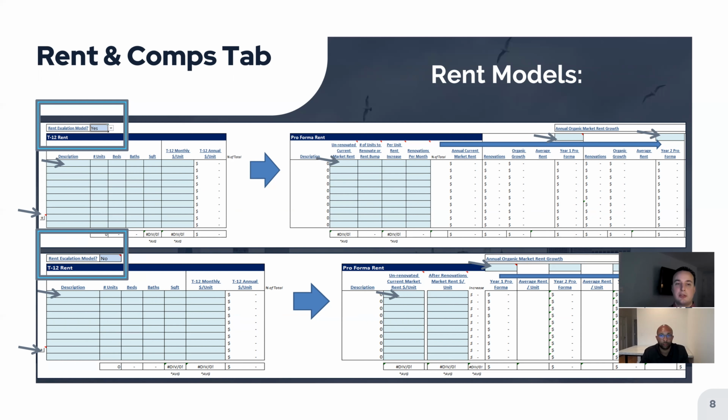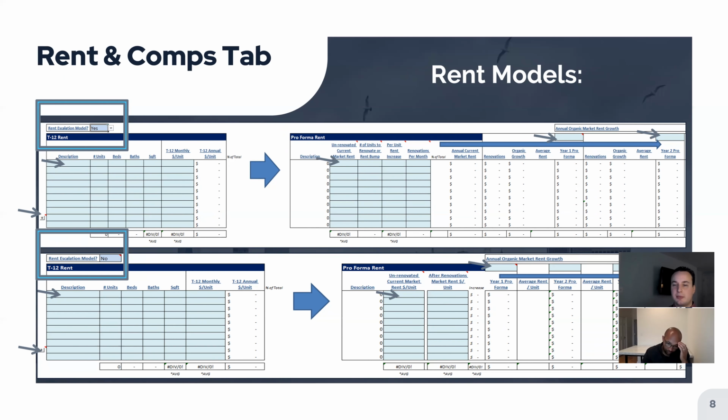If you're going with the traditional model, it's pretty much the same on the left-hand side, but on the right-hand side for the pro forma, you're just putting in your unrenovated current market rent and then your after renovations market rent, right? So you're just doing that two-sided comparison there. If you're going from 700 to 800, you put 700 in the left-hand side and then 800 in the right-hand side.